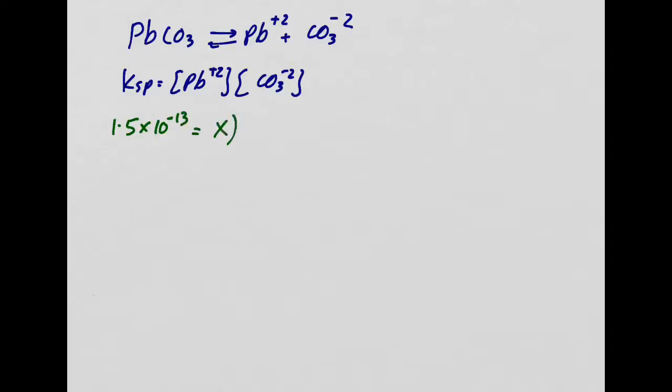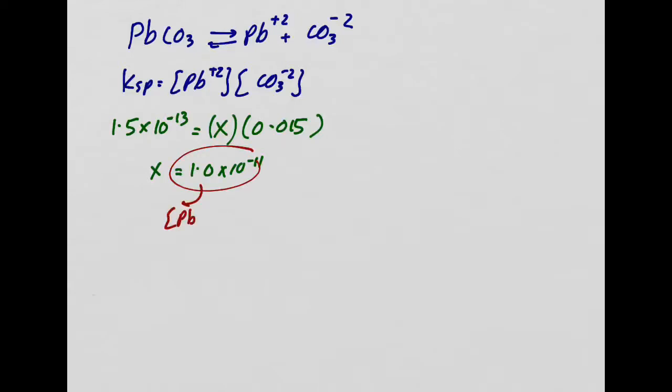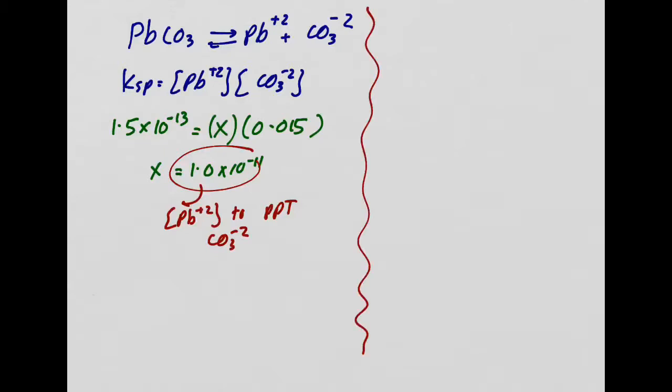I want to figure out how much lead I need in order to precipitate out 0.05 molar carbonate. Okay, if I solve for X, I get 1.0 times 10 to the minus 11. Again, this is the concentration of lead I need to precipitate out the carbonate. You know what's coming next, right?